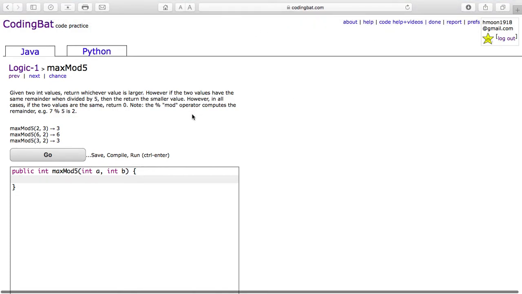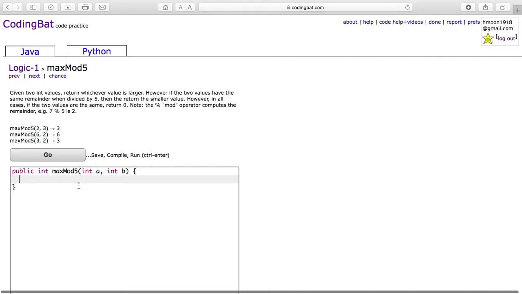So today we will be doing maxMod5 of Logic 1 on codingbat.com. The problem reads, given two int values, return whichever value is larger. However, if the two values have the same remainder when divided by 5, then return the smaller value.